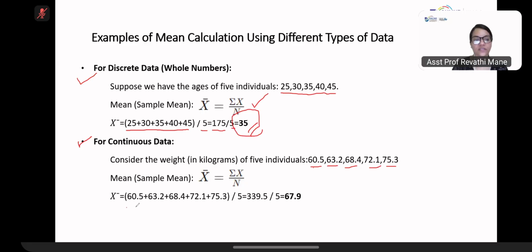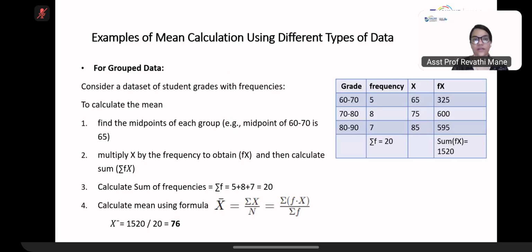X bar is equal to summation of x. Summation of x is you will add all the numbers and divide it by count of the numbers. So there are total 5 numbers. So 339.5 divided by 5, which is 67.9. Yeah, these are some of the examples of our mean calculations using different types of data set.